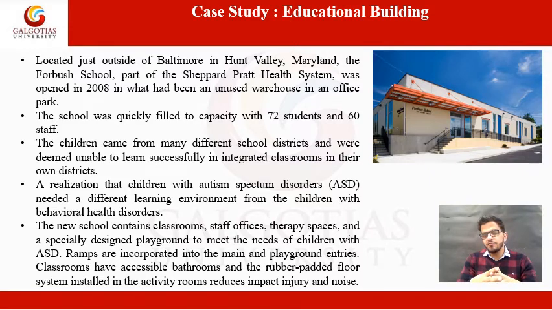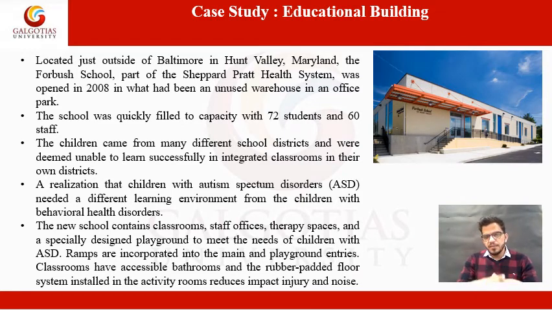So there is a difference of learning stages or learning environment. There is a need of different learning environments for these two different kinds of users. The new school contains classrooms, staff offices, therapy spaces, and a specially designed playground to meet the needs of the children with ASD. There were ramps incorporated into the main and the playground entries to give that area a good accessible feature. Classrooms have accessible bathrooms and rubber padded floor systems installed in the activity rooms, to reduce impact injury and noise as well.